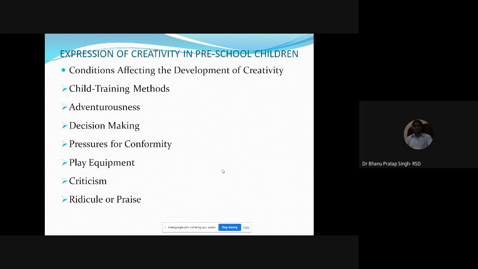So, what are the conditions affecting the development of creativity? Child training methods, the kind of syllabus, kind of curriculum, kind of trainings should be given to the prospective teachers or in-service teachers, so that creativity can be inculcated among the students.